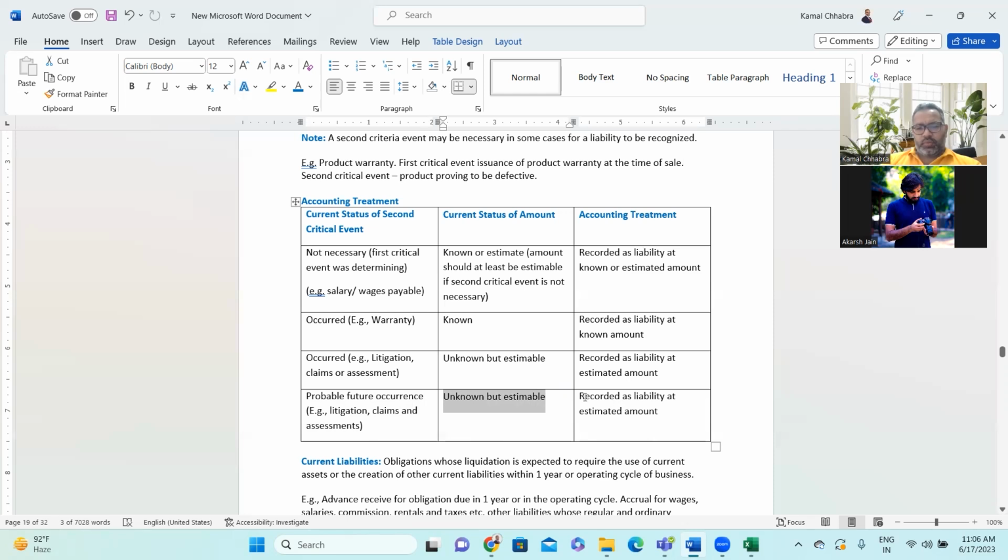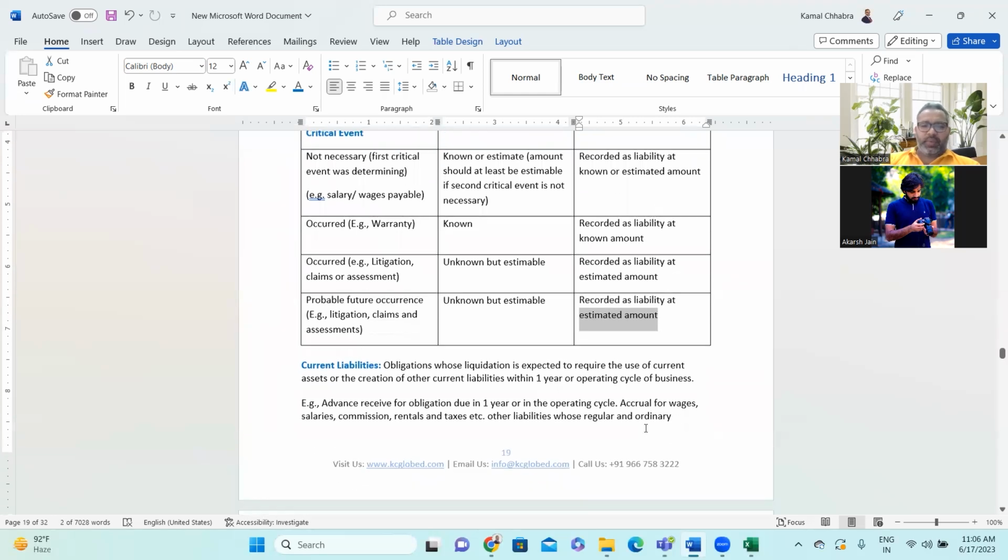सर वो सही लिखा है, No. वो उसने लिखा है अननोन बट एस्टिमेबल, मतलब हाँ, पता but estimable. Yes. एस्टिमेट हो सकती है, तो उसी पे हाँ. रिकॉर्ड कर दिया. So then you will be recording at the estimated amount. Right? Yes, sir. Okay. So these all things you need to keep in mind.